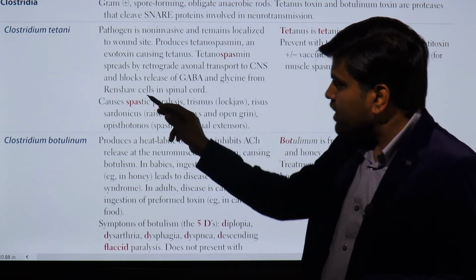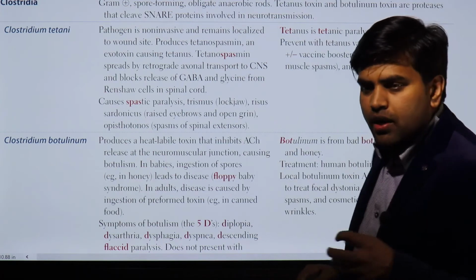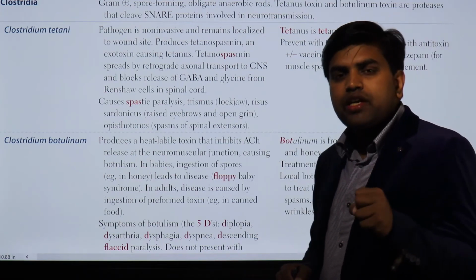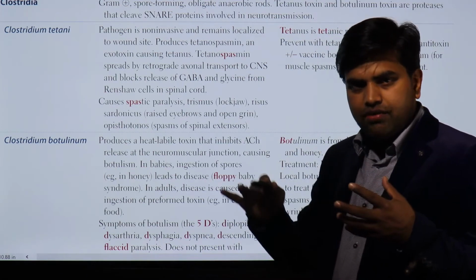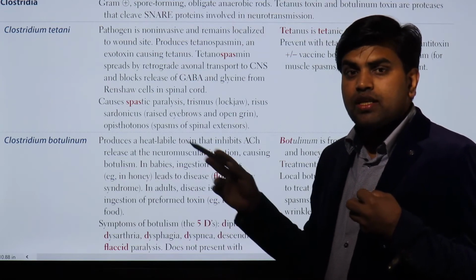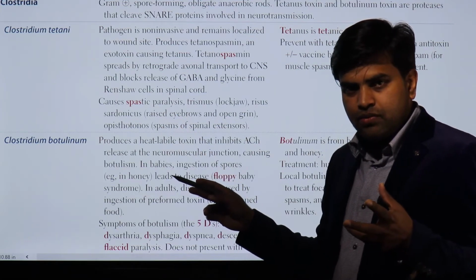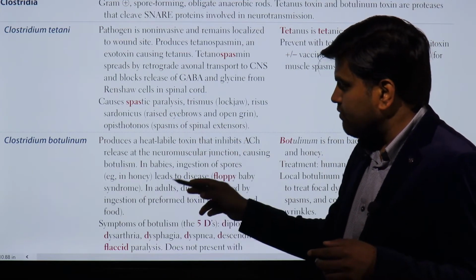Because tetanospasmin has cleaved that, there is no GABA and glycine. Since the GABA and glycine are not there, what happens? The lower motor neuron tone gets increased. It is actually cut off. It has paralysis, but its tone has been increased. So there is a spastic paralysis. That is important. You should not get confused with the flaccid paralysis.